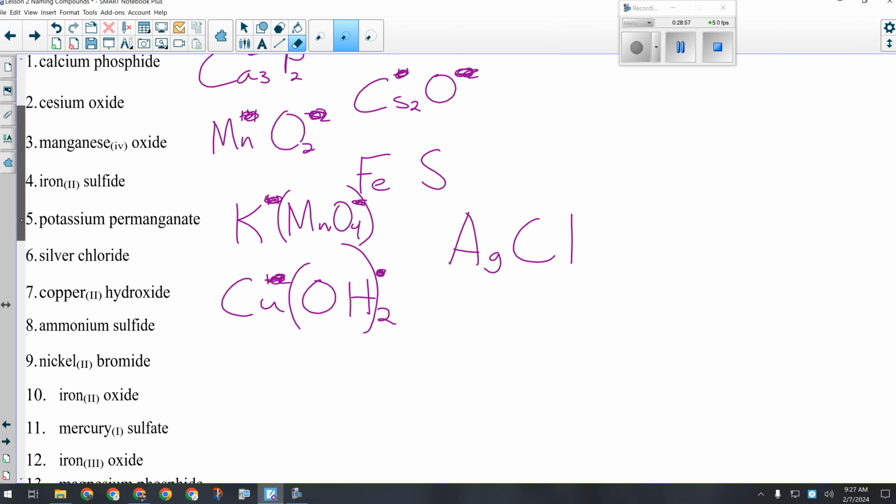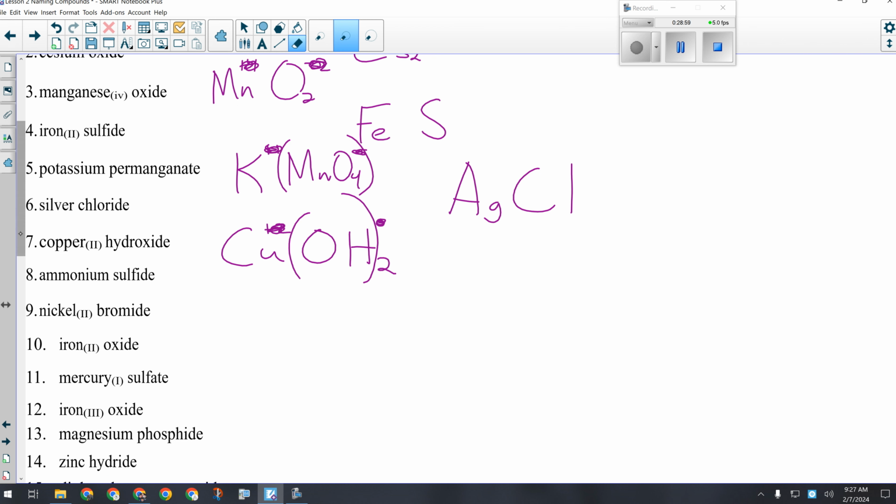Number 8's got that tricky one. Ammonium sulfide, right? The only positively charged non-metallic polyatomic ion. So NH4 with the +1 charge. So we're definitely dealing with an ionic compound, and it is with sulfur, which is a -2. So when I drop and swap, what am I going to need?